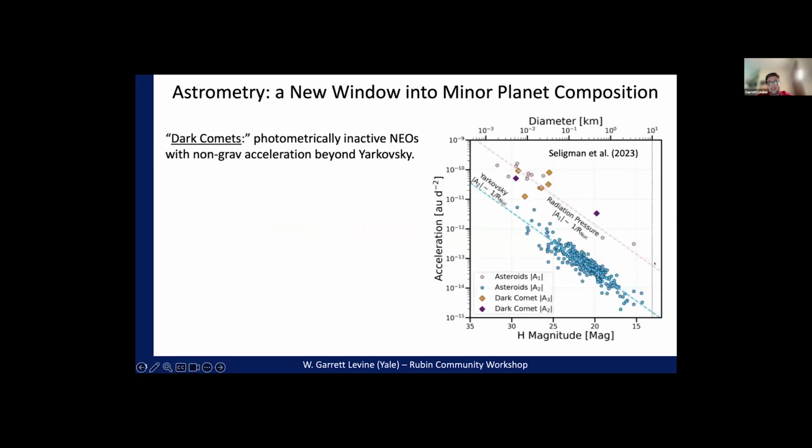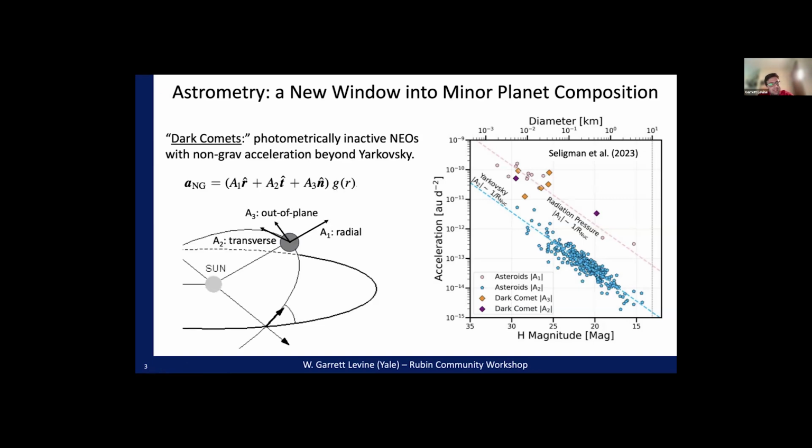To illustrate what I mean, let's take this scatter plot here of acceleration in AU per day squared versus H magnitude and diameter. All of these blue dots here are Yarkovsky asteroids, whereas I'm talking about these yellow and purple diamonds up here. These are the dark comets. Now, these dark comets not only have order of magnitude higher acceleration than can be explained by Yarkovsky, but for the most part, they have accelerations in the wrong direction as well. Yarkovsky predicts accelerations in the A2, the transverse direction, whereas these dark comets are mostly in the out of plane direction. So the fact that the acceleration is too much for Yarkovsky and in the wrong direction warrants a different explanation for these near-Earth objects.